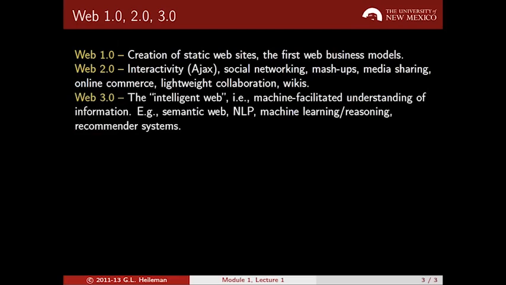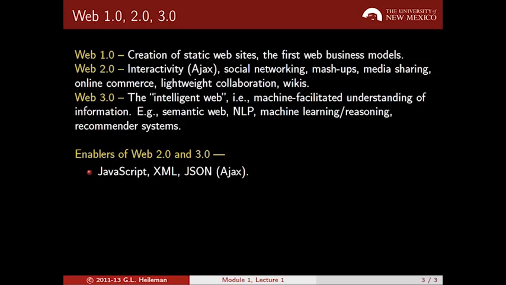In Web 3.0, we see the emergence of the intelligent web. This is machine-facilitated understanding of information that's contained on the web. And you'll hear the term the semantic web or natural language processing, machine learning, reasoning, recommender systems. Now when you use Amazon, you'll get recommendations about what movie you might want to watch or what book you might want to read based upon your previous experiences in using that platform. So we're seeing more and more intelligence built into the web with Web 3.0 technologies.